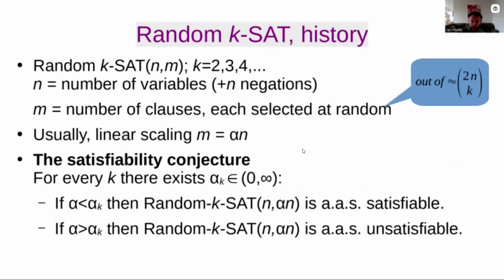Whereas if you move above the threshold, you are looking at n comma alpha n, where alpha is bigger than alpha_k, then your random formula is asymptotically almost surely unsatisfiable. So there exists no assignment of two values to these random variables so that the formula as a whole would evaluate as, well, true or 1.